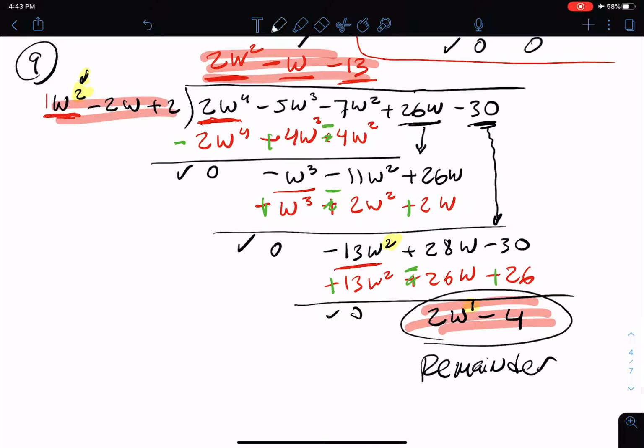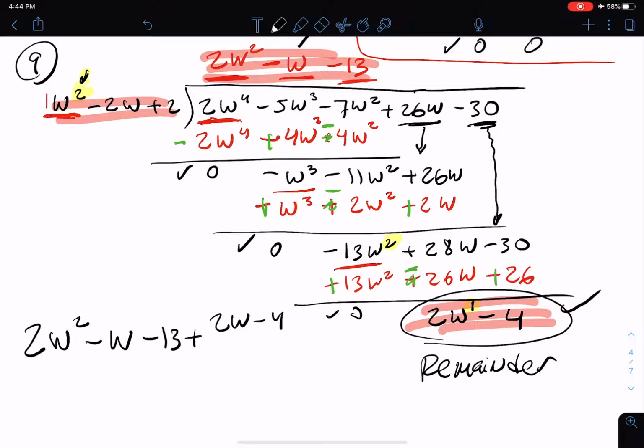So here we go. It's going to be 2w squared minus w minus 13, plus my remainder, which is 2w minus 4, right here, divided by my divisor, which was w squared minus 2w plus 2. And there it is, 2w squared minus w minus 13. And then the remainder is 2w minus 4 all over the divisor. And that's the answer.